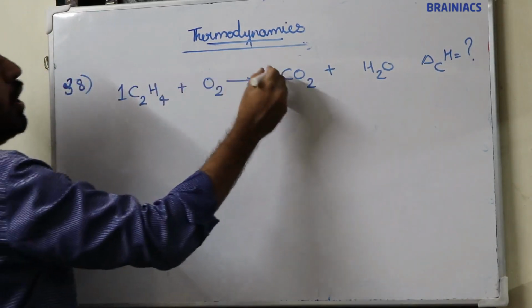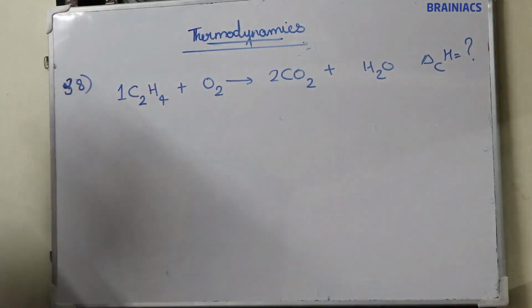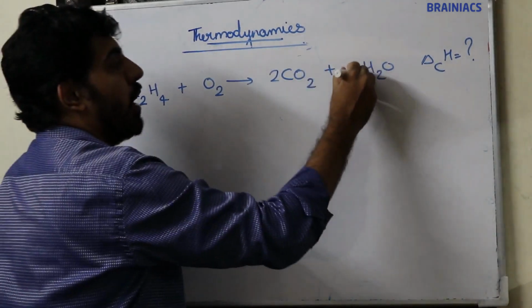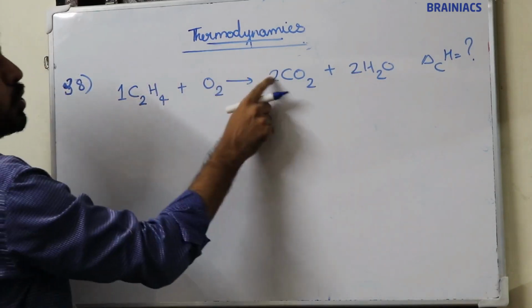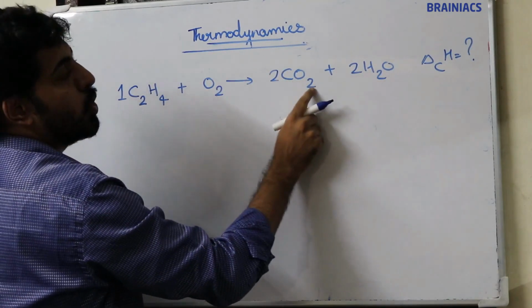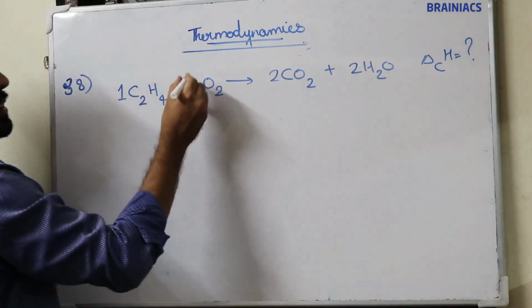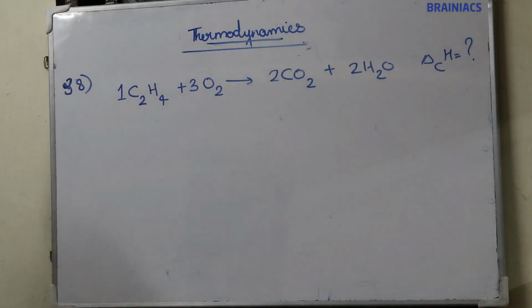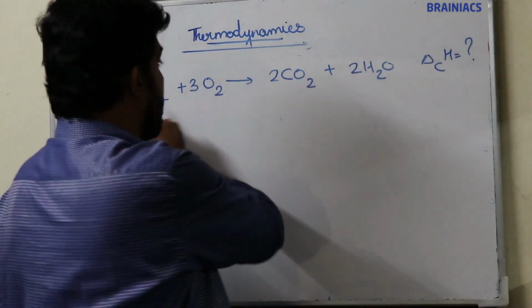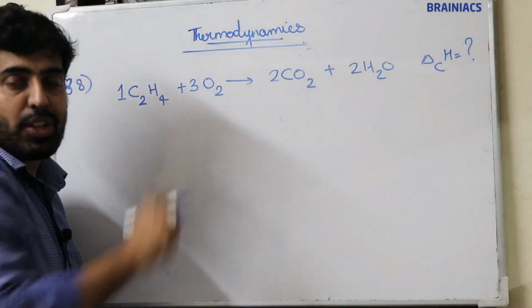So you will get 2 carbon dioxide, right? 2 carbon dioxide, 2 water, right? 2 into 2, 4 hydrogen and 2 C, now remaining oxygen, 2 into 2, 4 plus 2, 6, so 3 O2. So C2H4 plus 3 O2 giving 2 CO2 plus 2 H2O. Now we have to find the enthalpy of combustion of this reaction.